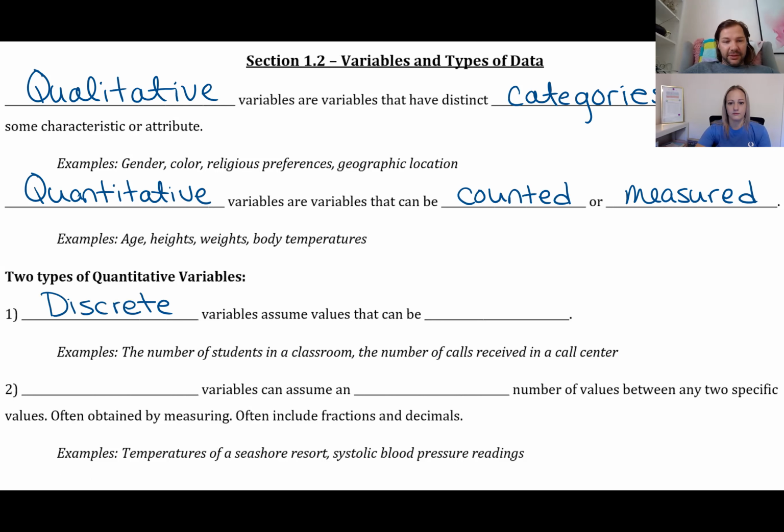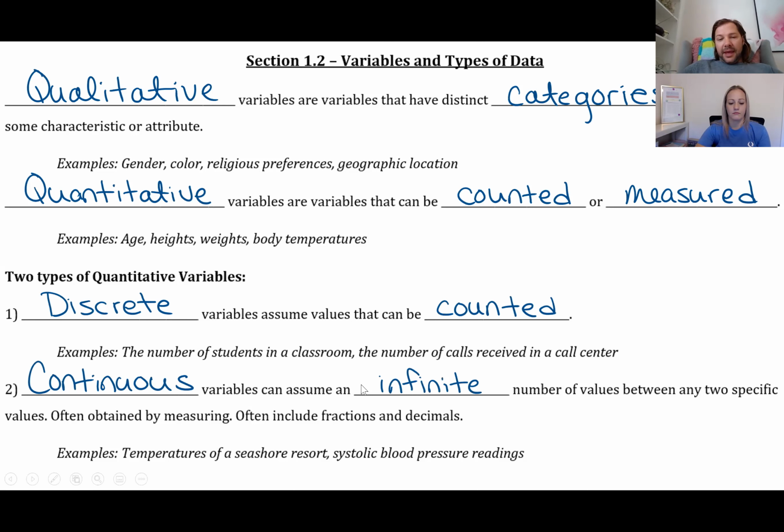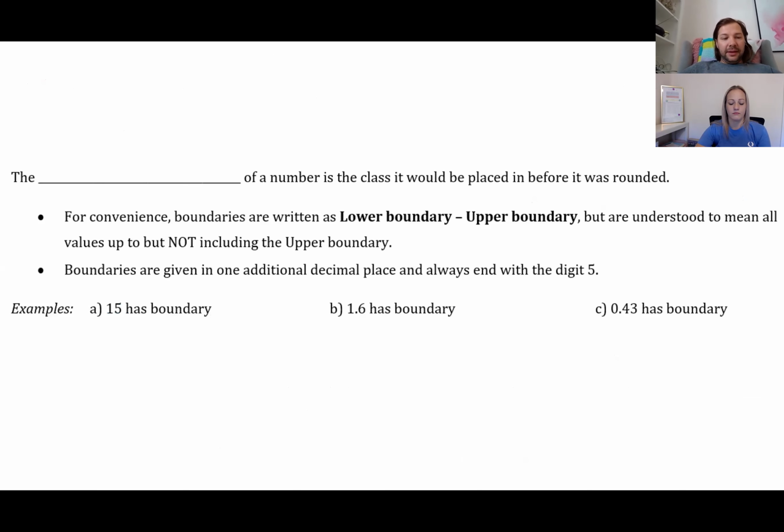So we have discrete variables. Those are the ones that can be counted, right? So like the number of flights that you've been on in your life is something that you can count. The number of students in this class could be counted. The number of calls received in a call center in a day would be something that could be counted. Continuous variables can assume an infinite number of values. And so those are things like body temperature, because you can go to like 98.866 or something.